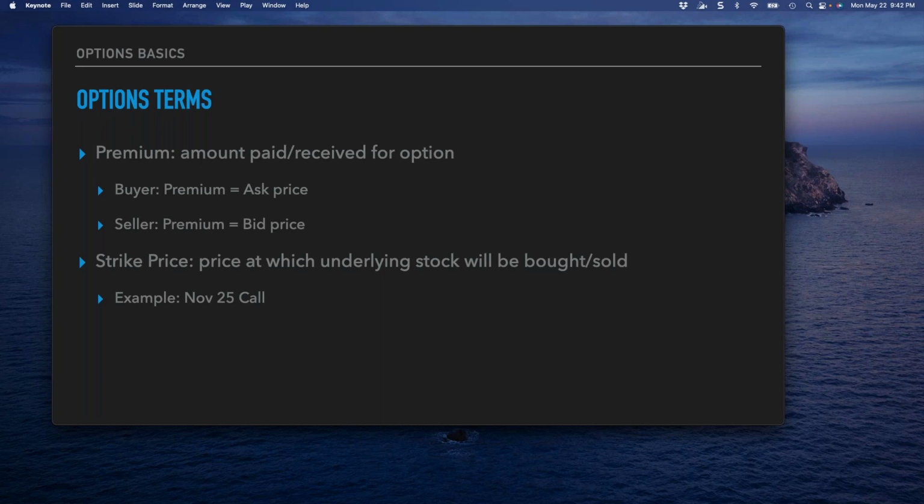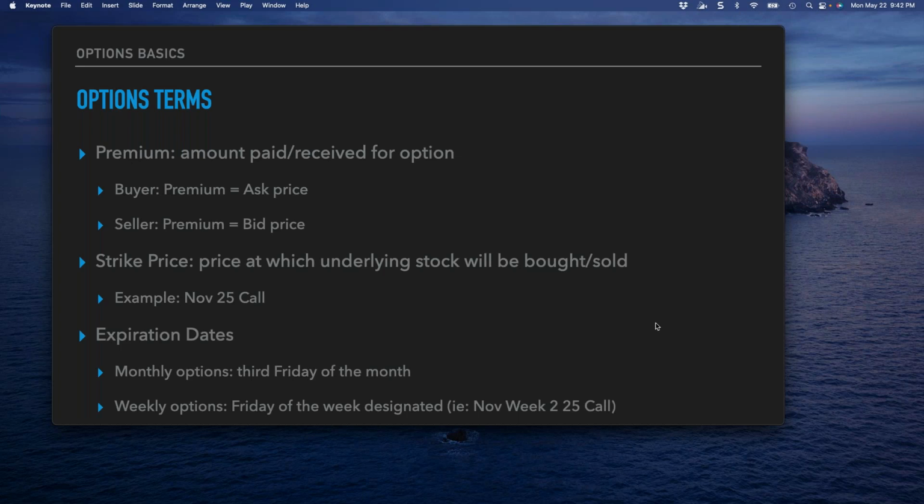25 is the strike price in this case. Since this is a call option, that means that the option buyer could buy the underlying stock for $25, while the seller could be required to sell the stock at $25. Along with the strike price, every option contract also carries a fixed length of time with it.